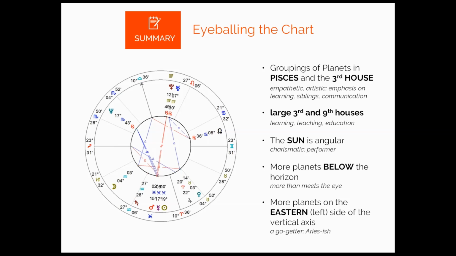The sun is angular in the chart, which points to a very charismatic personality, someone who is a performer, someone who is noticed when he walks in a room. There are more planets below the horizon than above. This means there's kind of more to him than meets the eye, and it can take a while to get to know him. And there are more planets on the eastern or left side of the chart than on the right or western side of the chart.